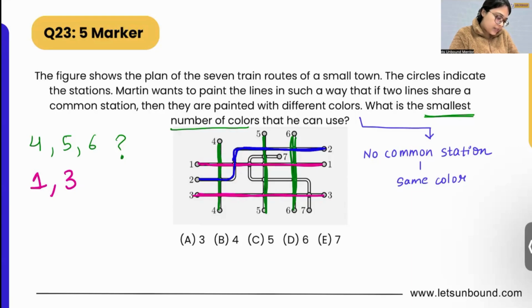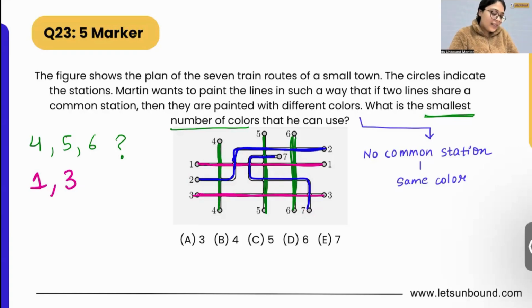Now what is left? Station 7. Okay, can you see in station 7? Let me just highlight it for you. You can see there is nothing common between station 7 and station 2. So why don't I give the route of 7 also the same color blue? Okay, let me just show you. And we are done with the question.